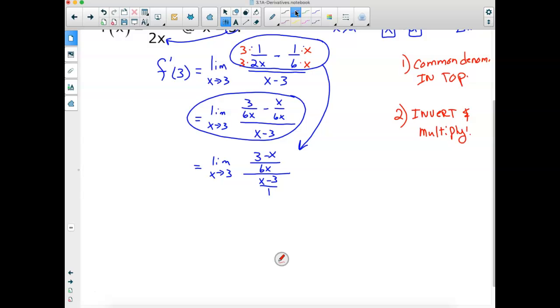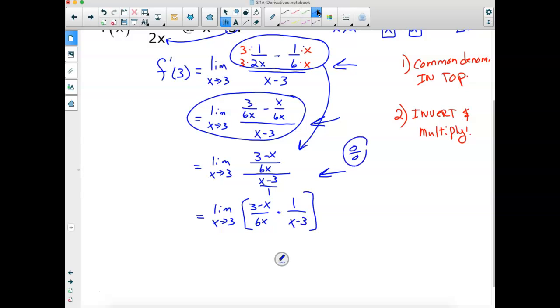Okay, what that means is multiply by the reciprocal, as I like to call it. And again, if I try to take the limit, if I plugged in a 3 in this step, or this step, or this step, I'm going to be getting 0 over 0 every time. If you don't trust me, go ahead and plug it in. But I'm going to invert and multiply, and I'm going to get the limit as x approaches 3 of 3 minus x over 6x times 1 over x minus 3.